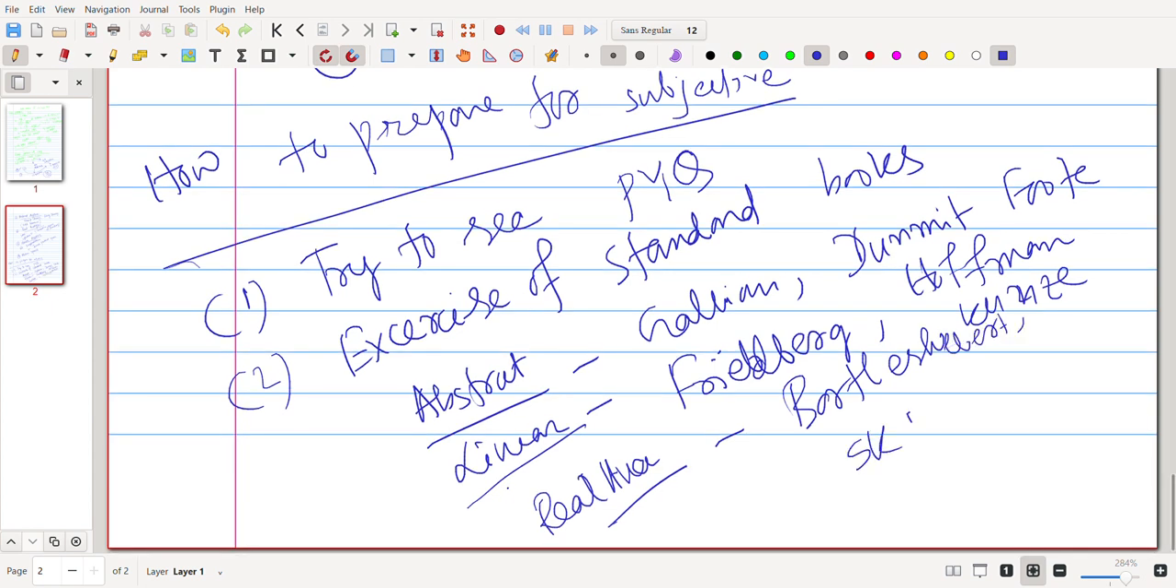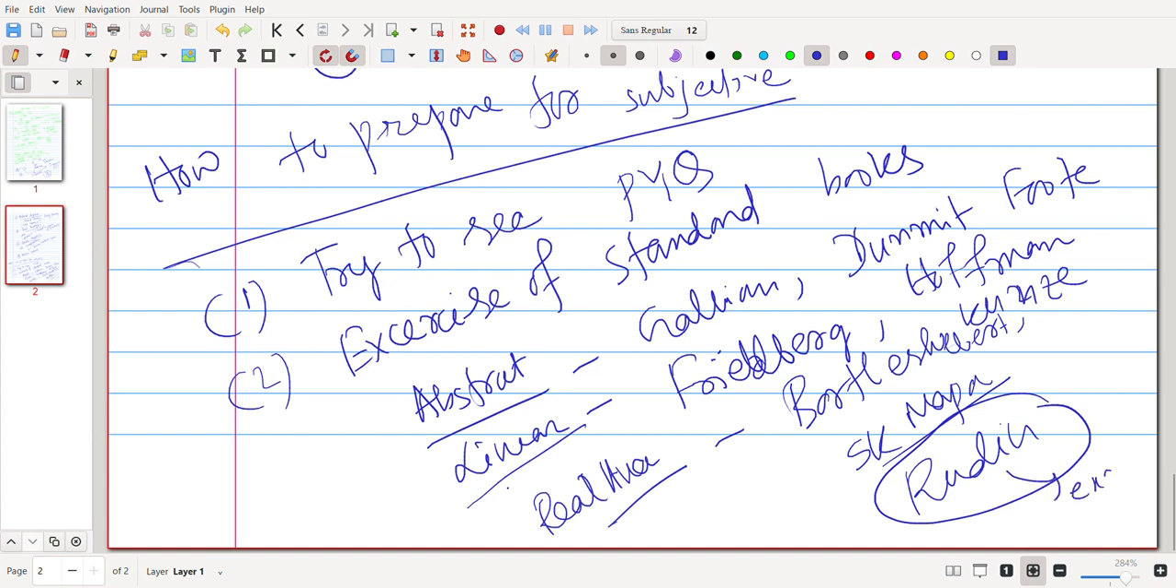Okay, SK Mapa, you can see. You can see Rudin also. You should see Rudin because Rudin has some nice exercises. Even if you are not able to read it, you should see the exercises, because sometimes the direct question comes from Rudin's exercises. Rudin has very nice exercises, very nice problems. You can learn lots of things.